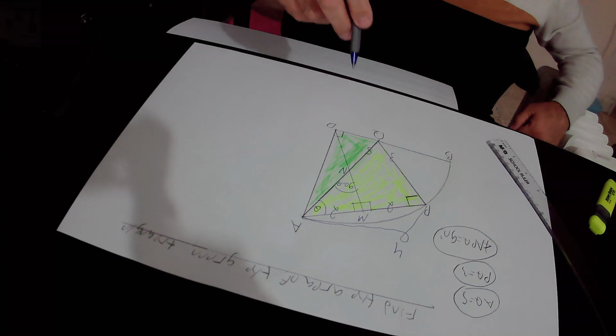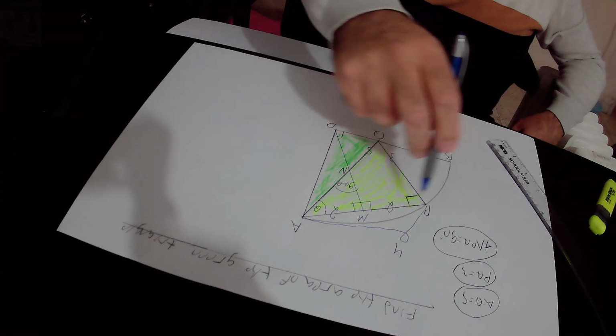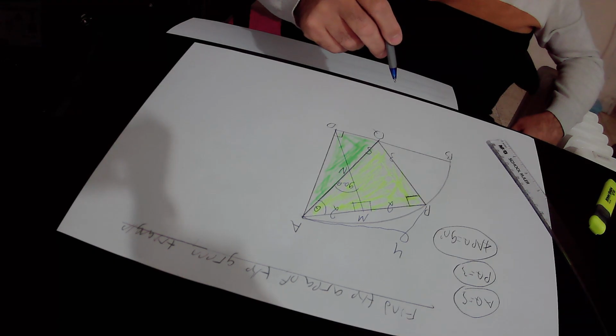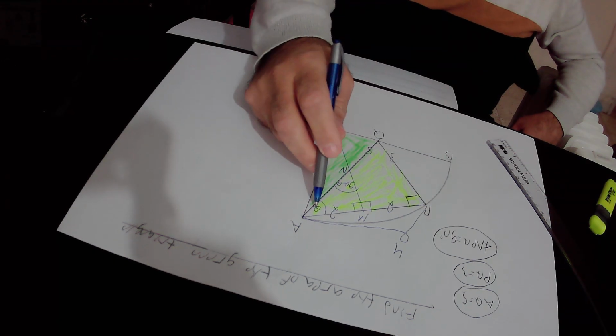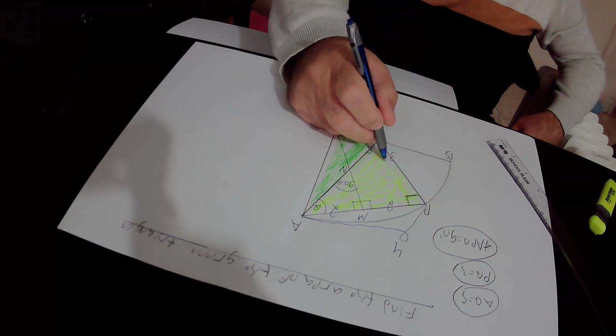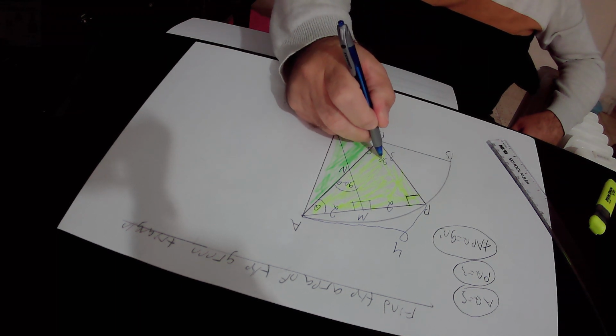Likewise, if we focus on the right big yellow triangle APQ, we have this angle that is equal to theta. This angle equals 90 degrees, therefore the missing angle must be equal to 90 degrees minus theta.